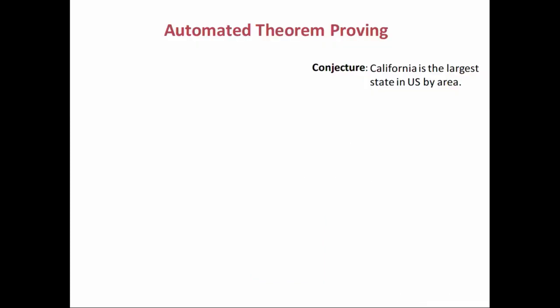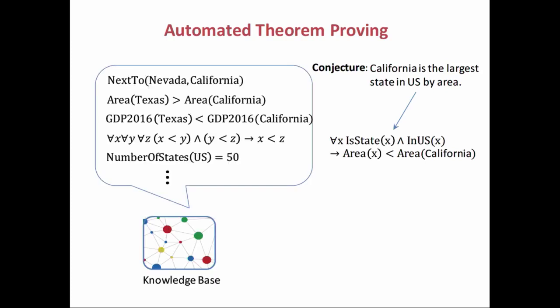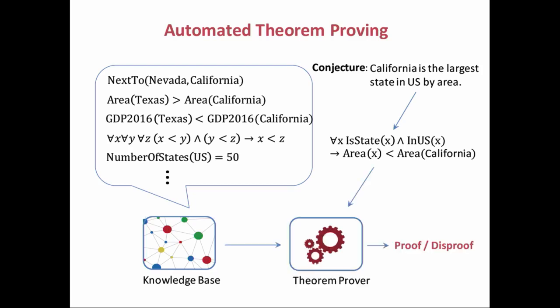In this work, we address the problem of automated theorem proving. For example, suppose we have the conjecture: California is the largest state in the US by area. We can express this conjecture as a formal statement: for x, if x is a state and x is in the US, then the area of x is smaller than the area of California. Given a knowledge base of existing facts, the task of theorem proving is to generate a proof or disproof of the conjecture.